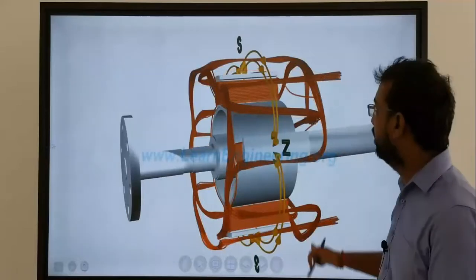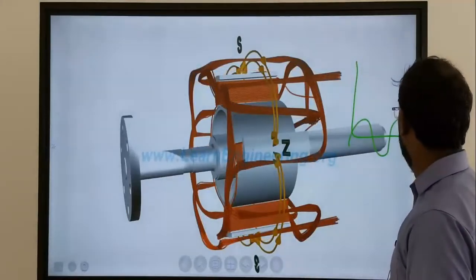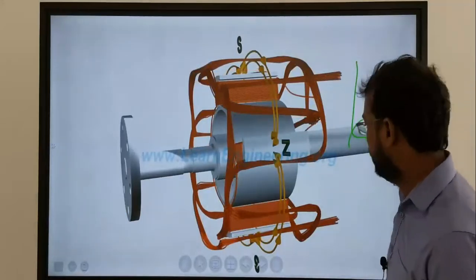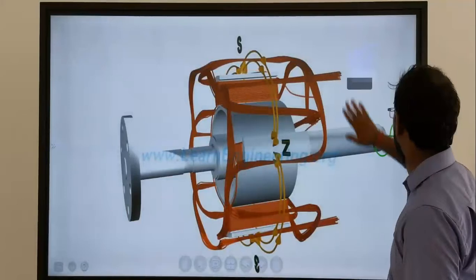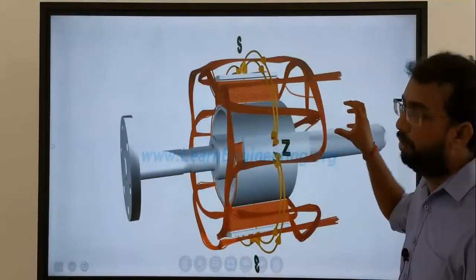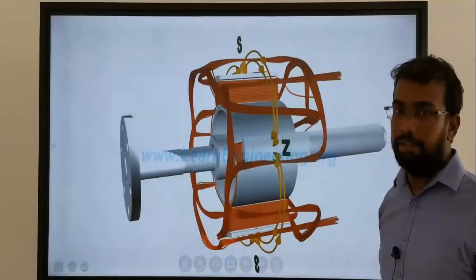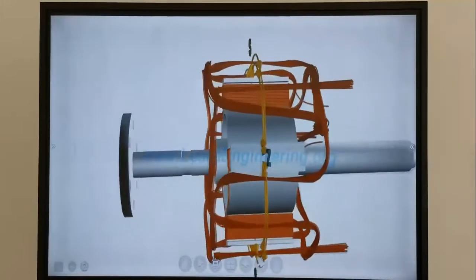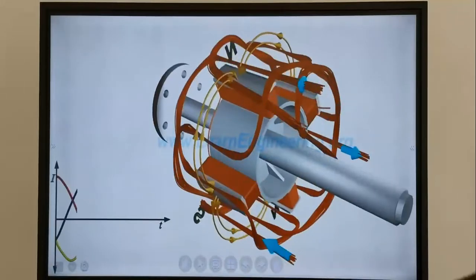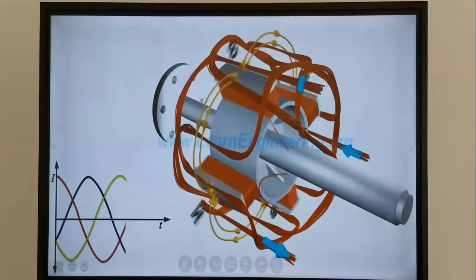So there is only one, okay. That means this is one, okay, I will explain later. So there are three AC currents produced here at the same time, because of three different stator windings. So that's called the 3-phase current. Here this is star connected, okay. The arrangement of these coil windings in the stator we call the star connection.